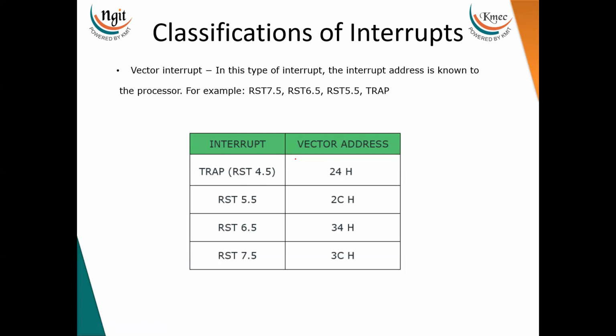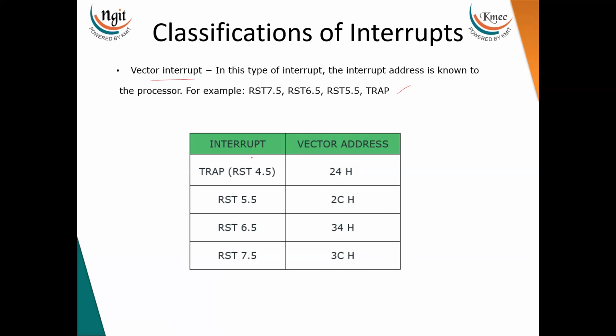Now, classifications of interrupts. The first one is the vector interrupt. In this type of interrupt, the interrupt address is known to the processor. For example, RST 7.5, RST 6.5, RST 5.5, and TRAP. They have a fixed vector address.